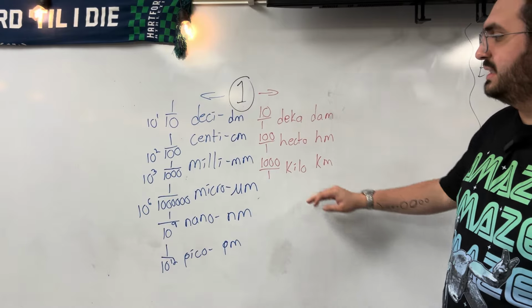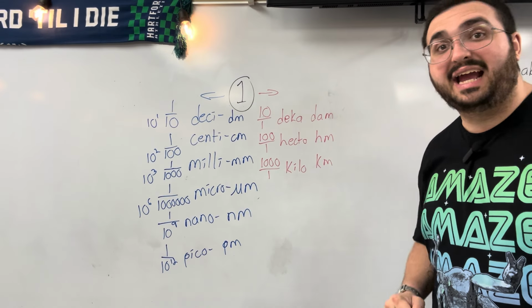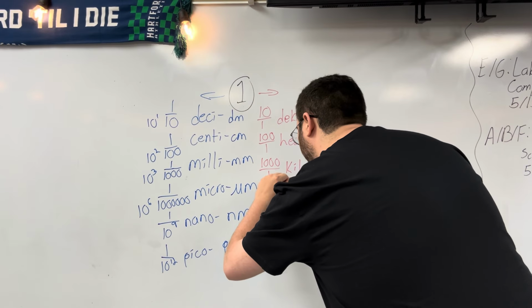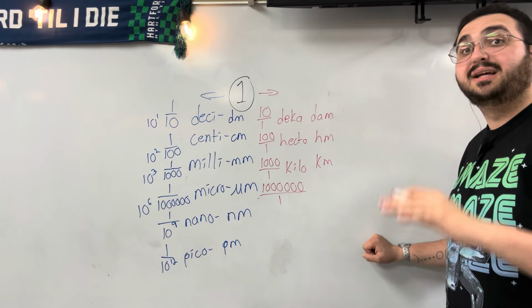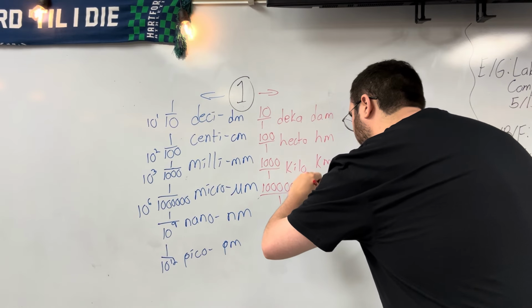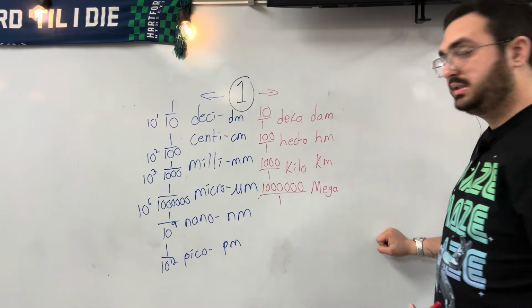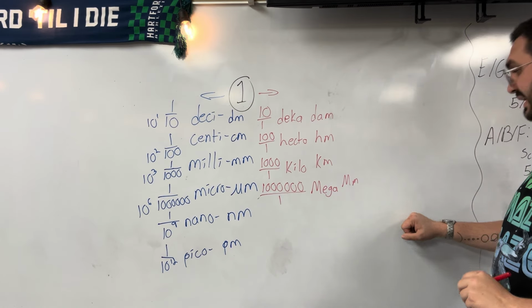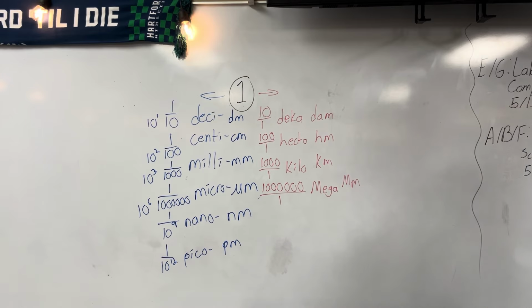Same thing here. At this point, once we hit 1,000, we start jumping in groups of 3. So we go from 10 to the 3 to 10 to the 6, aka a million. So 1 million of our base unit is going to get the prefix mega. And at this point, we start using capitals. So we would use capital M followed by a lowercase m. Okay, that's actually a really bad lowercase m. Let me redo that. There we go. So a megameter is 1 million meters.